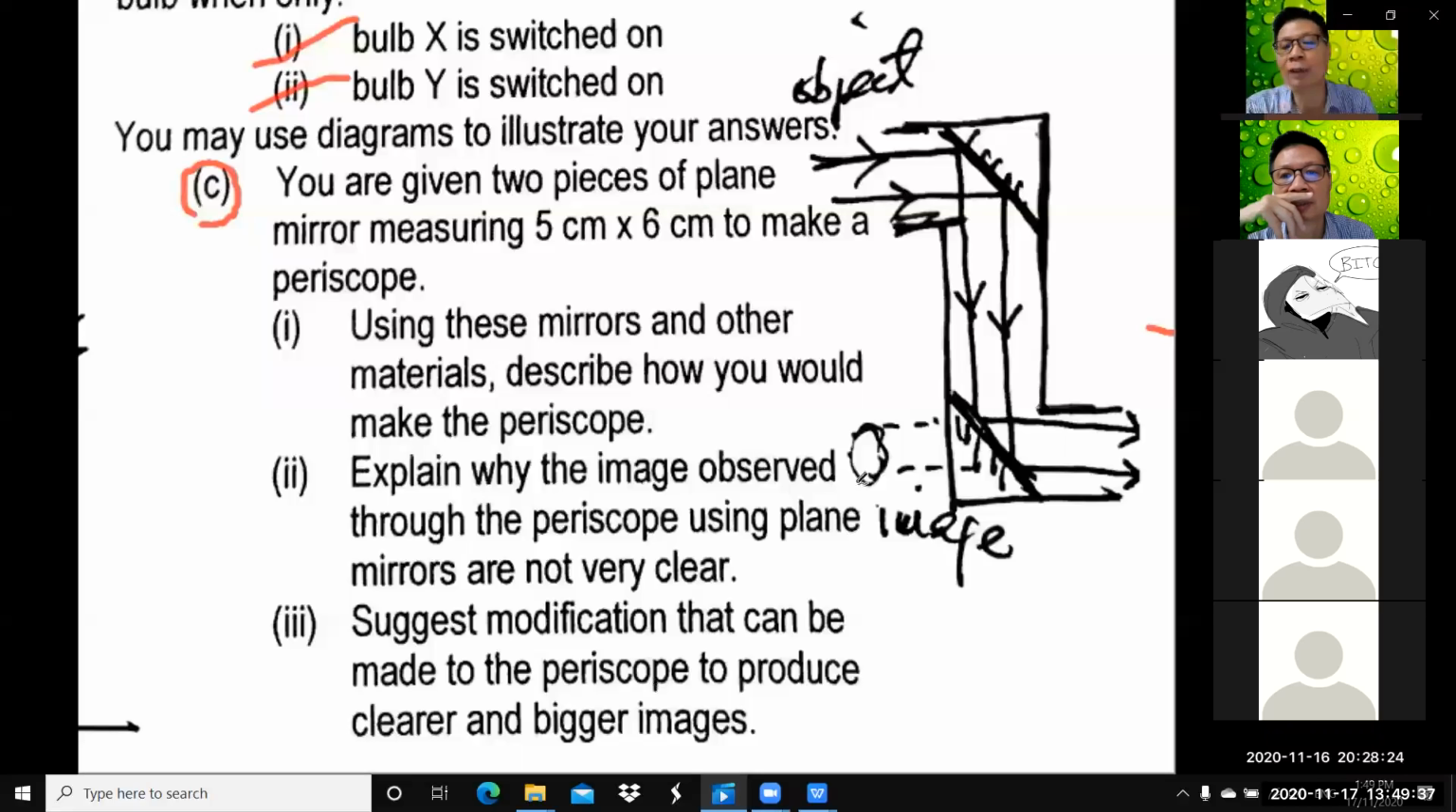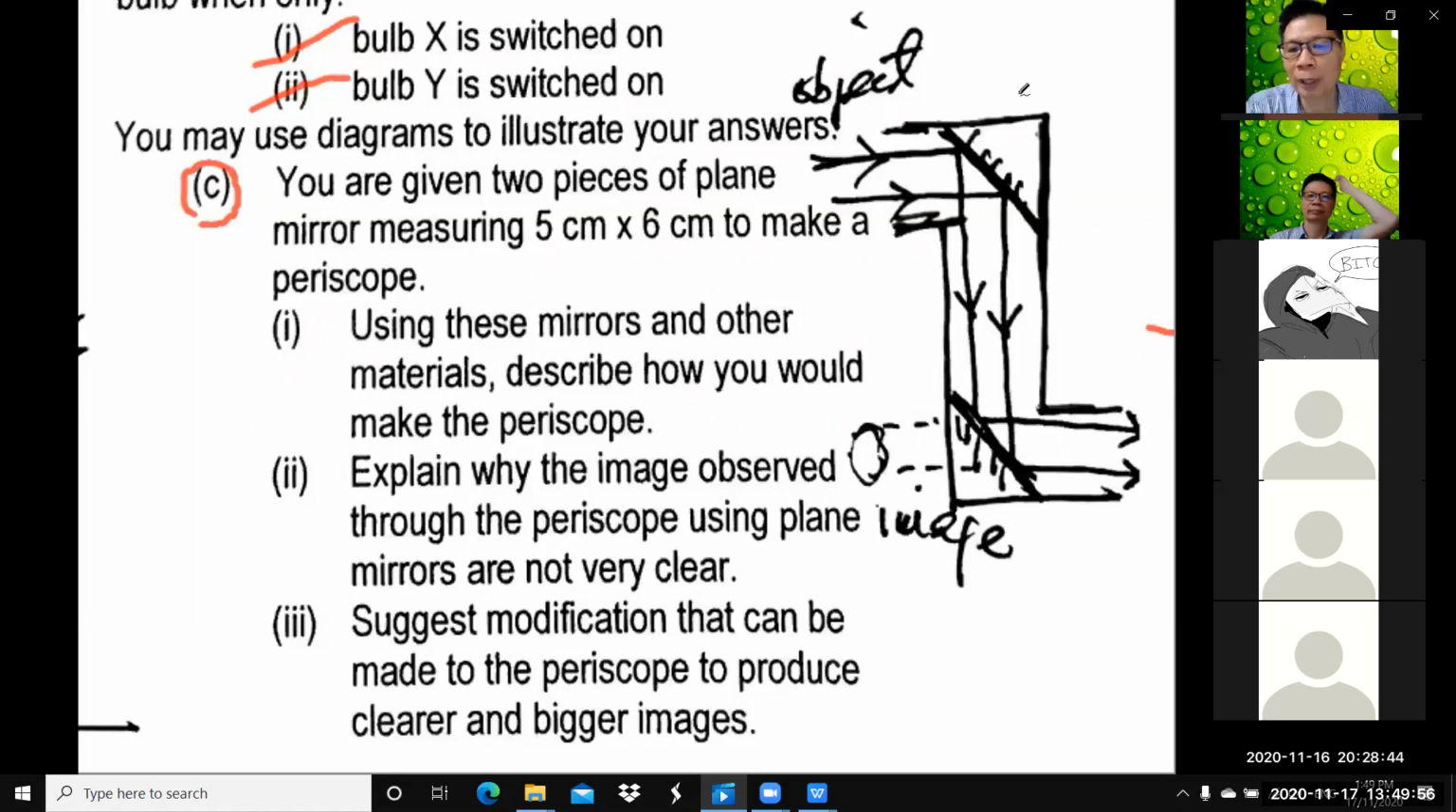First of all, draw a big diagram. Periscope diagram. There are two pieces of mirror, right? One you put here, this one piece of mirror here. Another piece is here. So two pieces.